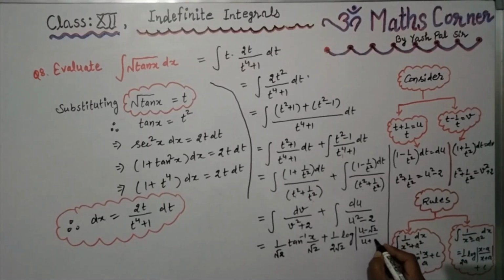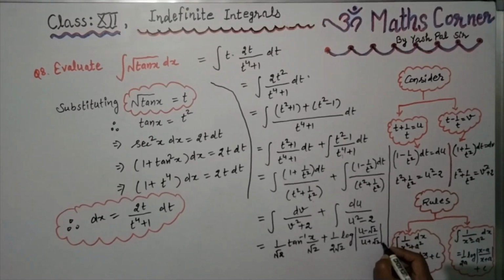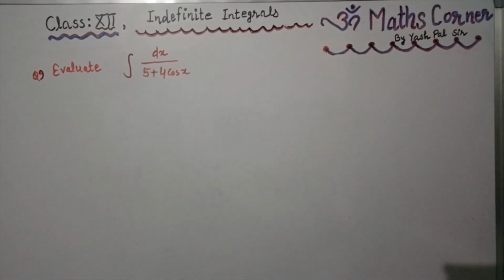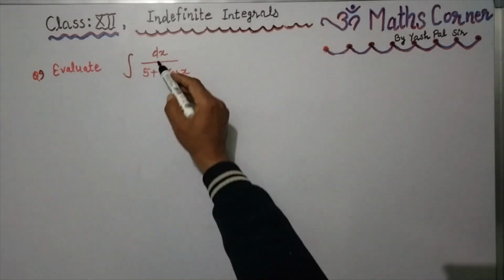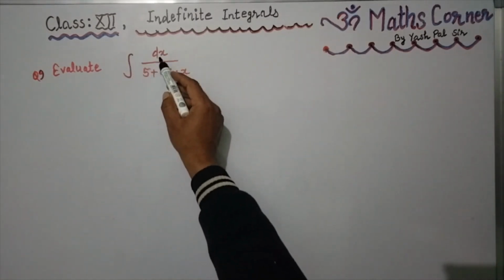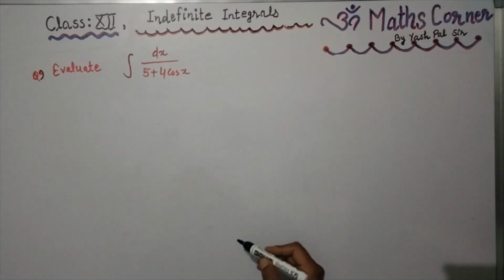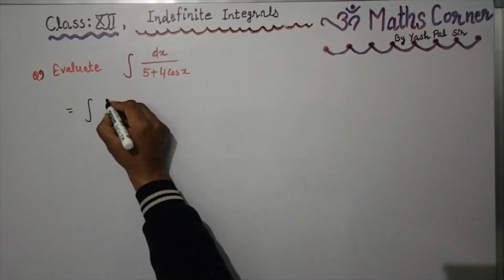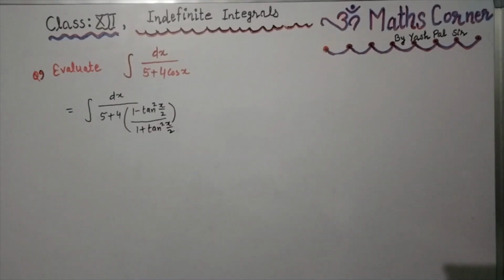Our question becomes 1 upon 2a, a is square root of 2, log of u minus square root 2 upon u plus square root 2 plus c. Finally, substituting the values of u and v, we get the required result. So this was our question number 8.